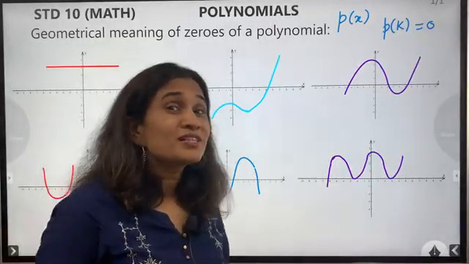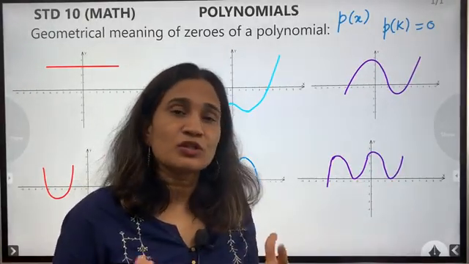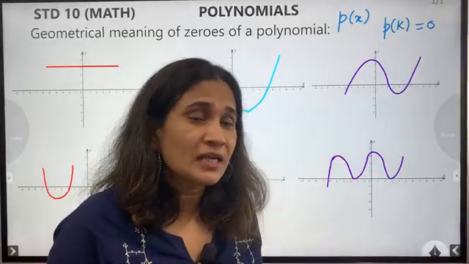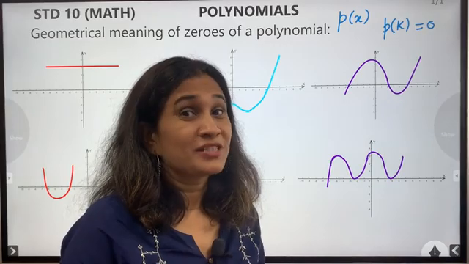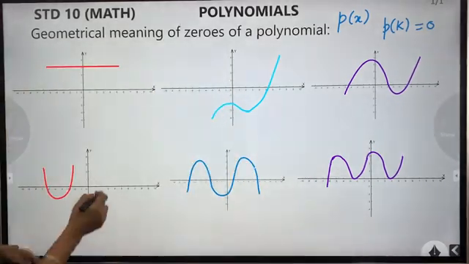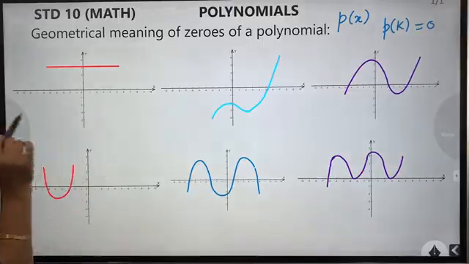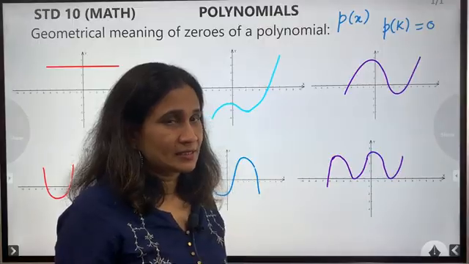And also it tells you how many zeros that polynomial is going to have. So it also decides what type of polynomial it is, a linear polynomial or quadratic polynomial or cubic polynomial. Just by looking at the graph you can understand all that. Now as I told you, you have to check on the x-axis where the graph is intersecting and at how many places it is intersecting.